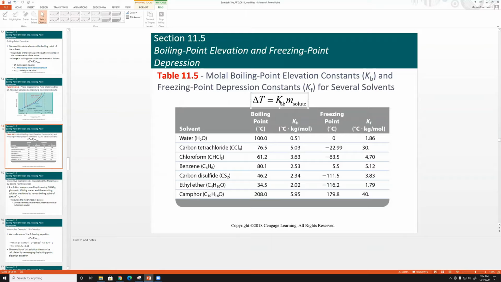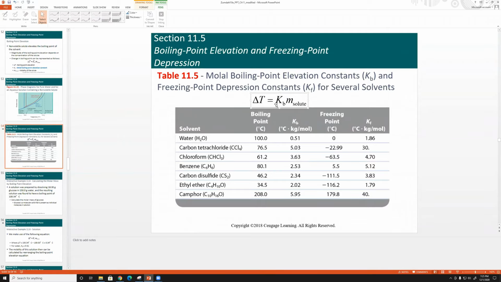The constant is dependent on the solvent. And here is a bunch of different constants for different solvents. So if you have a large molality, meaning a lot of solute in the solution, you're going to have a big change. And this big change, this delta T, is not the new boiling point or freezing point. It is the change that happens from the original.